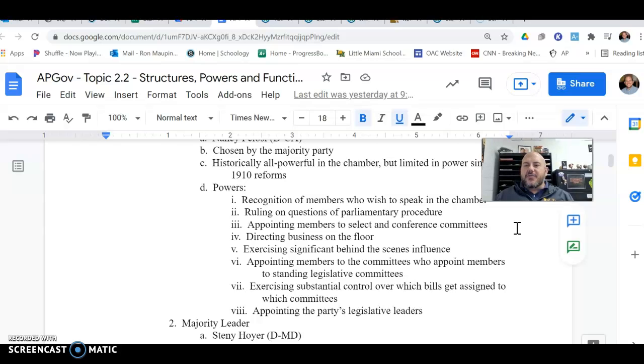Additionally, directing the agenda, directing the business on the floor, setting the agenda, that is all done ultimately by Nancy Pelosi, the Speaker of the House. In other words, what bills are going to be looked at, when they're going to look at it, that's ultimately determined by the Speaker of the House. So bottom line, if you don't have the Speaker's support on legislation, that legislation will never see the light of day on the floor of the chamber. So that is very important.